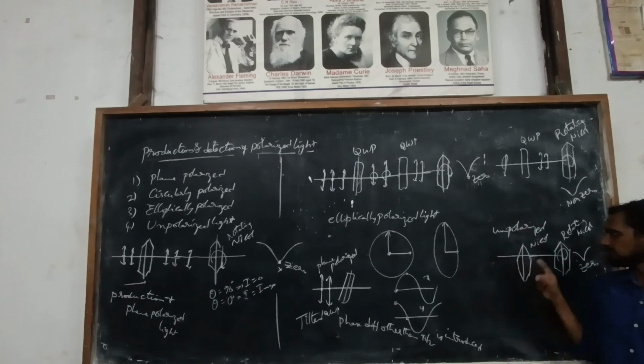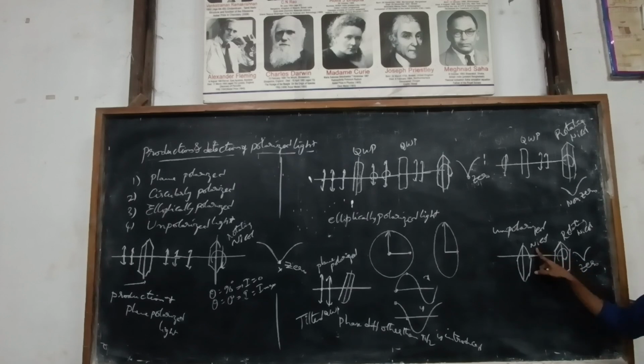In all the cases, the final option is to pass it through a nicol directly again and then a rotating nicol. You get unpolarized light. Even if you send plane polarized light, you will get zero here. So to eliminate that, we have to test that first. Directly pass through a rotating nicol. If the minimum is not zero, then pass through a nicol. That will identify plane polarized light. So that's all.